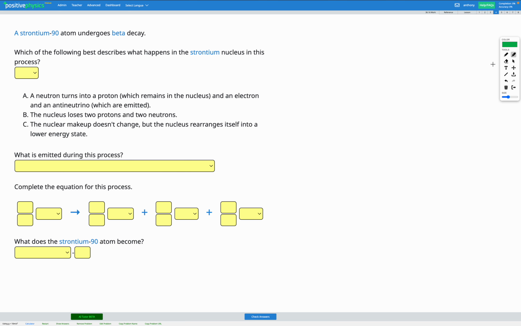In this skill, we're going to be putting together what we know about alpha, beta, and gamma decay with writing nuclear equations. So in this question, we're told we start with a strontium-90 atom and that it undergoes beta decay. So first, let's remind ourselves what beta decay means for our strontium nucleus. Beta decay means that a neutron turns into a proton, which remains in the nucleus, and an electron and an antineutrino, which are emitted. So that's what happens during beta decay.